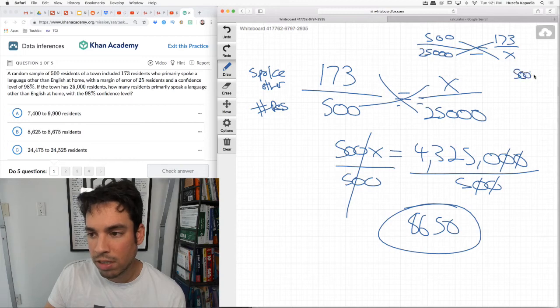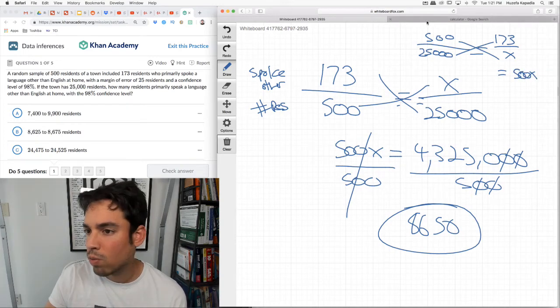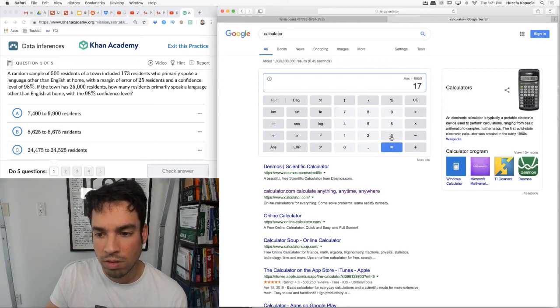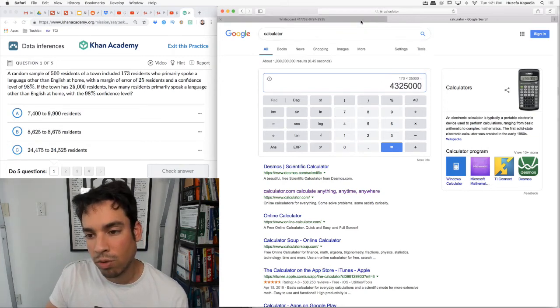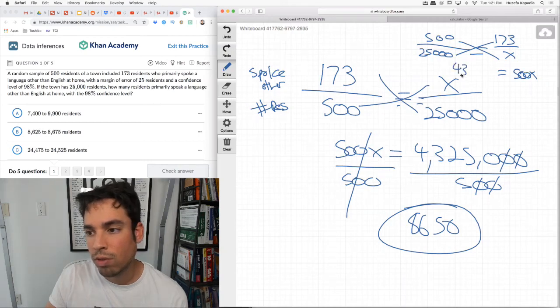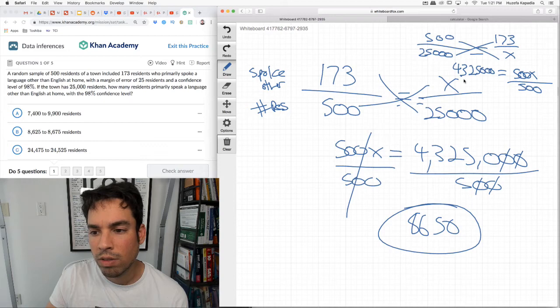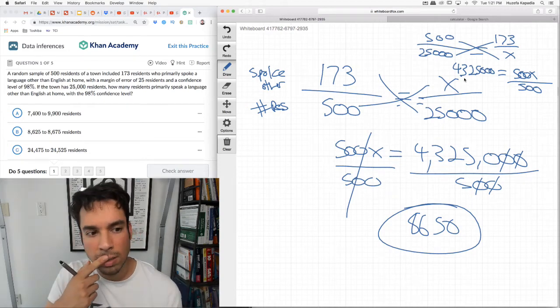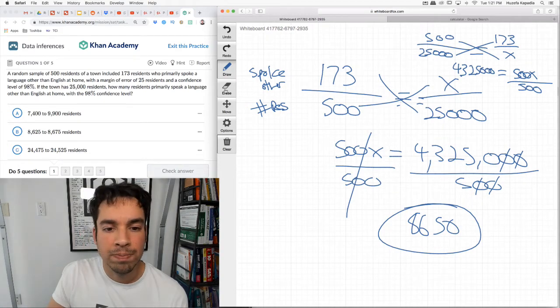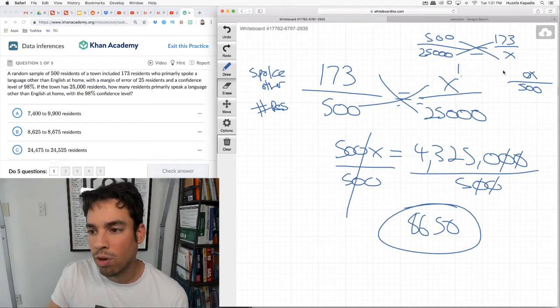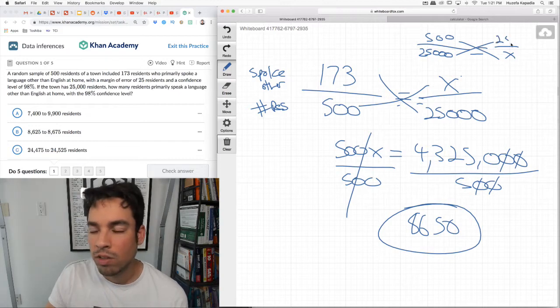This is just what makes sense to me. I haven't seen one of these like this before. 173 times 25,000 equals that number, 4,325,000. And then we divide both sides by 500. Hold on a second. Oh, what am I doing? I did the wrong number. It should be 25 up here. Sorry, so that's the margin of error.